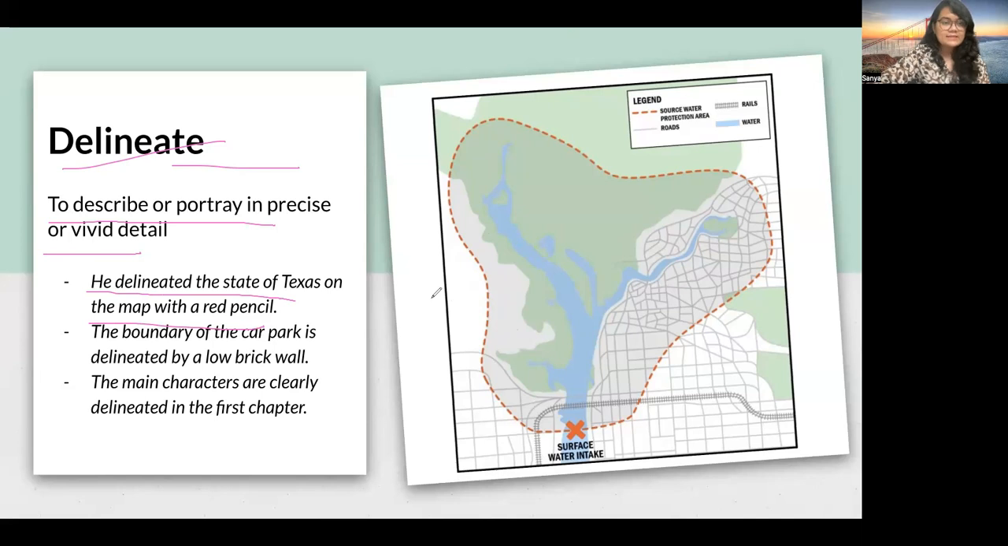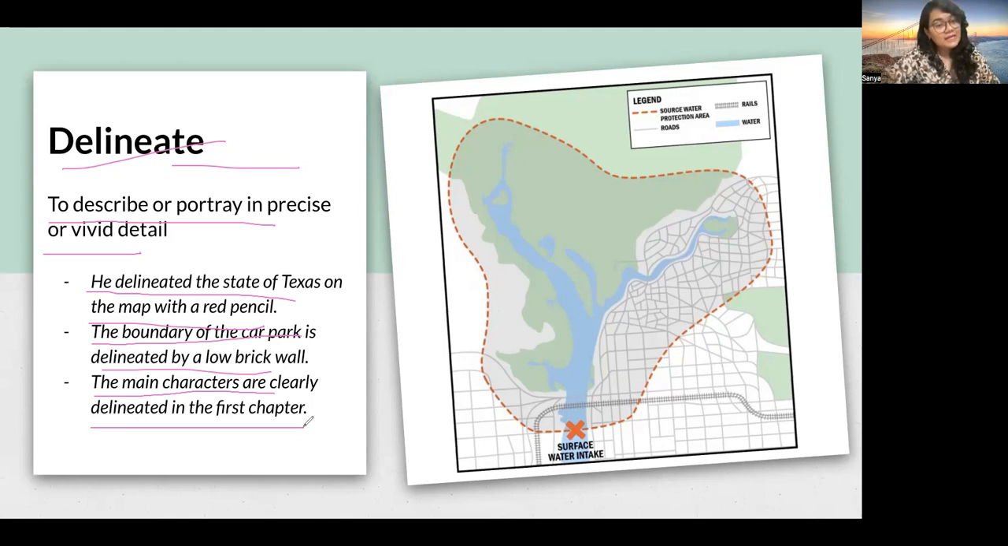So delineate, you can understand. Lineate means to mark the linear surrounding, right? And delineate is the same. The boundary of the car park is delineated by a low brick wall. That means it is described, it is portrayed precisely by a low brick wall. The main characters are clearly delineated in the first chapter. That means they are clearly portrayed in the first chapter, right?